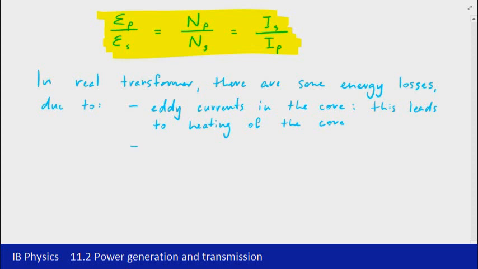The second one is flux leakage. A little bit of a funny sounding term there, but flux leakage basically results from the fact that while most of the magnetic field is produced in the core itself, some of it will actually leak out the sides.